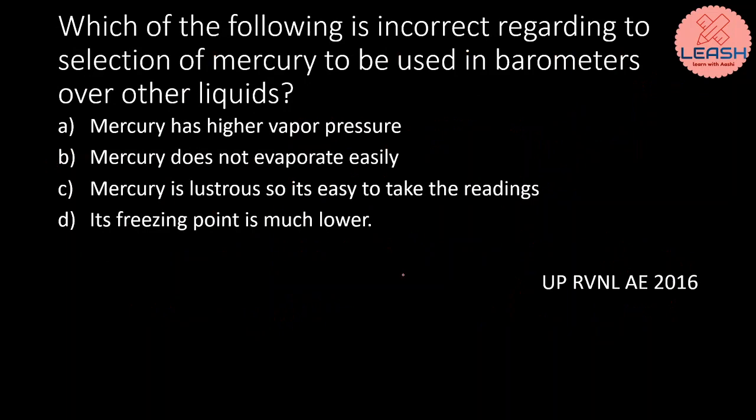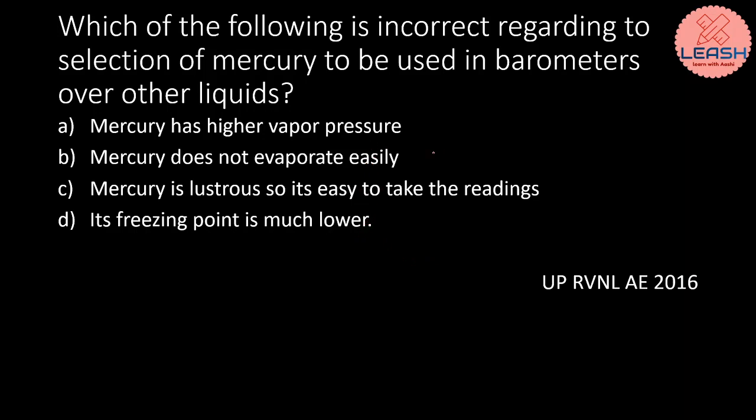Now next question is, which of the following is incorrect regarding the selection of mercury to be used in barometers over other liquids? So the question is that which of the following features are important for the selection of mercury as a fluid to be used in barometer? So in barometer we use mercury. What is the property that makes us use mercury in the barometer? That is the question. And we have to find out what is the incorrect option with regard to its selection.